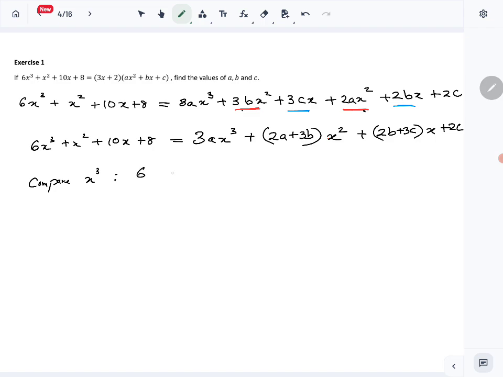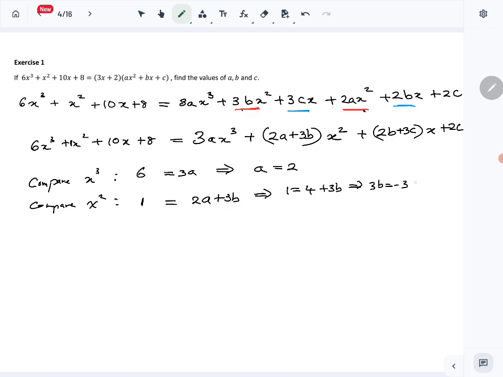So then 6 equals 3a, a equals 2. For x squared, you will get what? This is what x squared means: it's the same as 1 times x squared, so the coefficient is 1. 1 equals 2a plus 3b. You know a is 2, so 1 equals 4 plus 3b. So 3b equals minus 3, or b equals minus 1. Right.